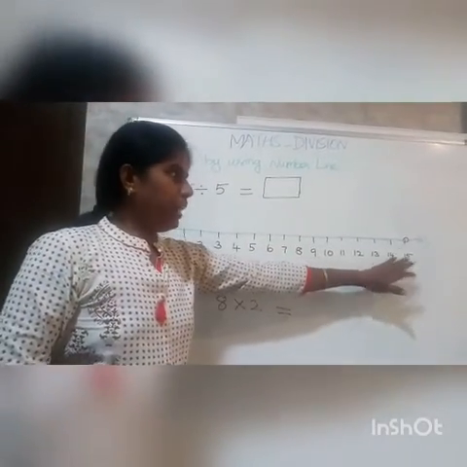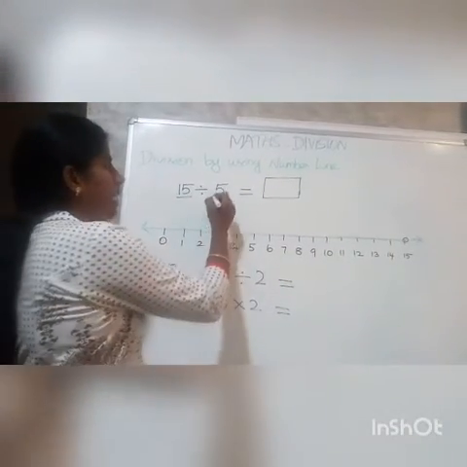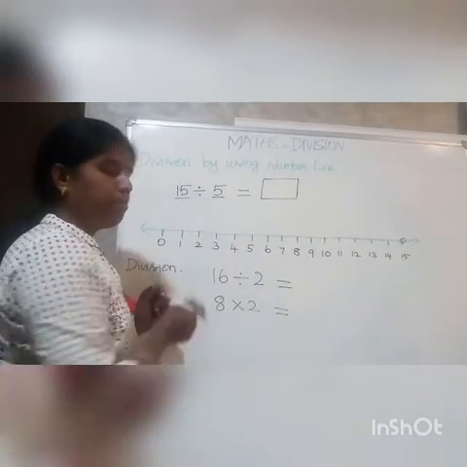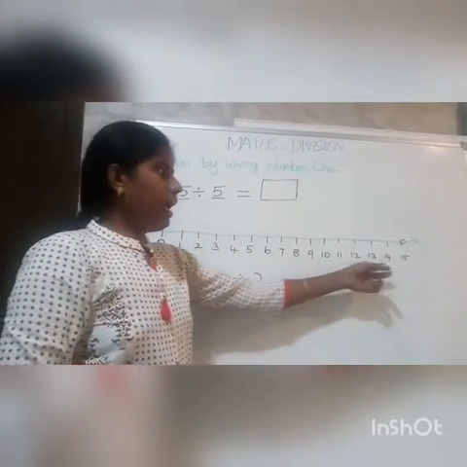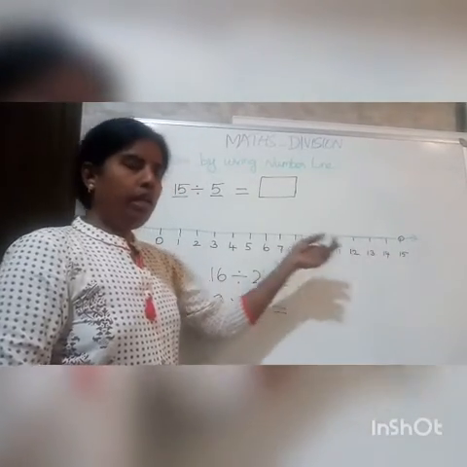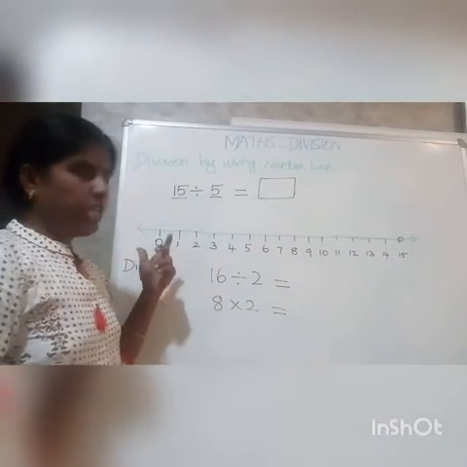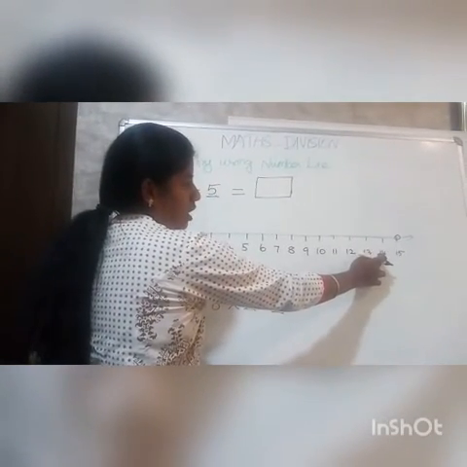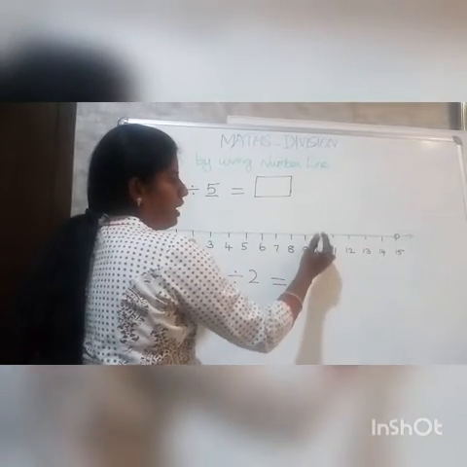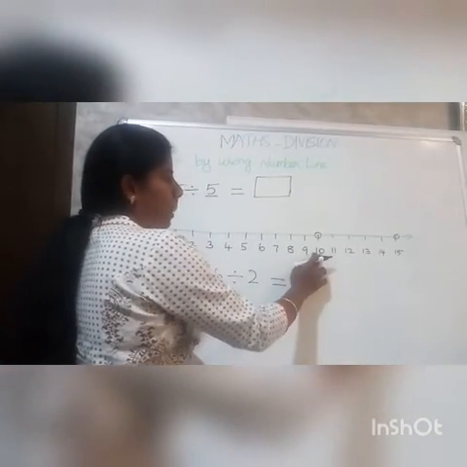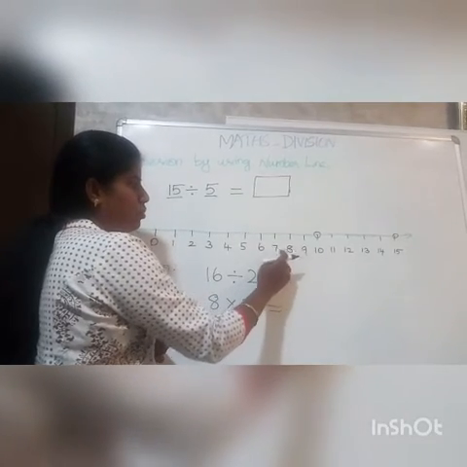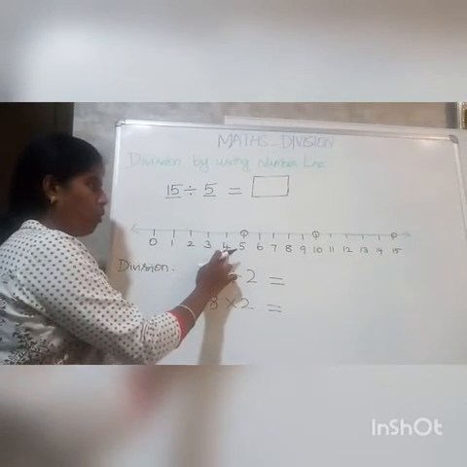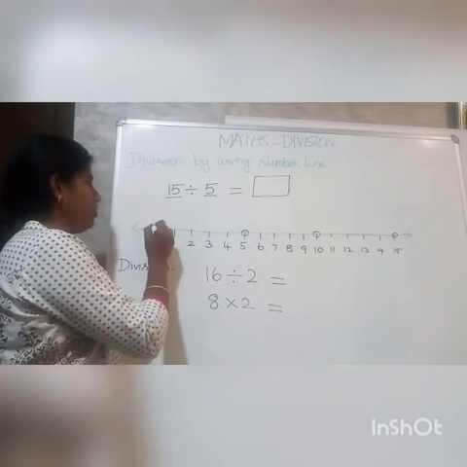So right from 15, we need to jump by 5s. This 5, which is the divisor, we need to use for skip counting, and we need to do skip counting in the backward direction till we reach 0. So before 15, we count 1, 2, 3, 4, 5. We mark this number, and before 10 again 1, 2, 3, 4, 5. And before 5 again 1, 2, 3, 4, 5. So we have reached 0.